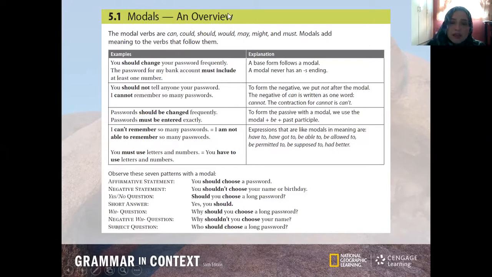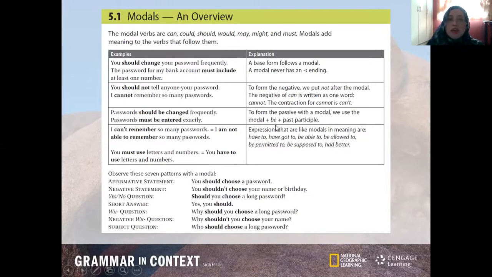Okay, now let's look at the example that was given for cannot. I cannot remember so many passwords, quite simple. Let's move on to the next point then. To form the passive with a modal, we use the modal plus be plus the past participle. Okay, it follows the same rule.